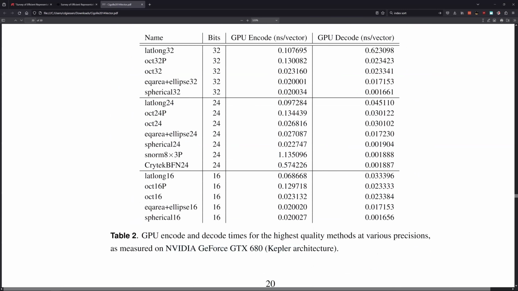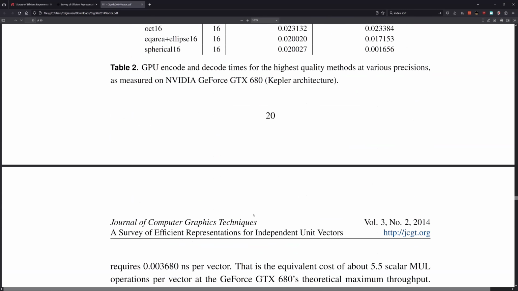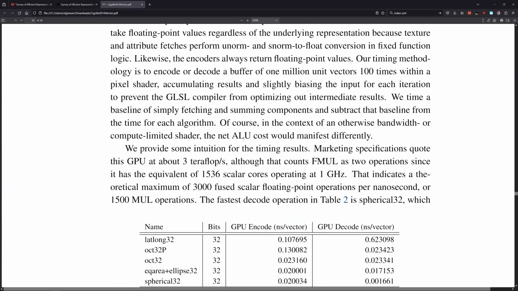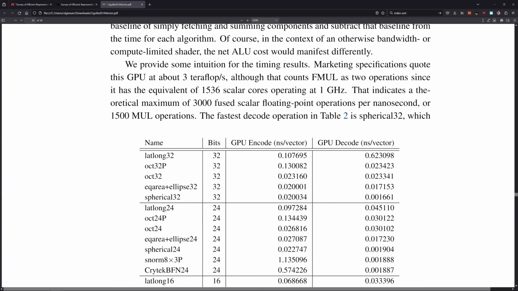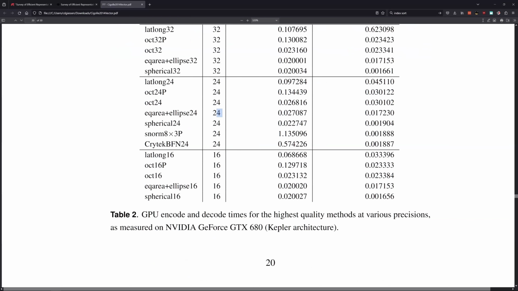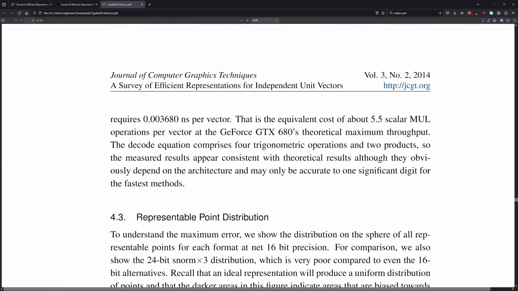Oh, and then GPU stuff. But the irony is this isn't comparing the bandwidth cost, but these different formats will have different bandwidth costs based on their bit size. So that's interesting.